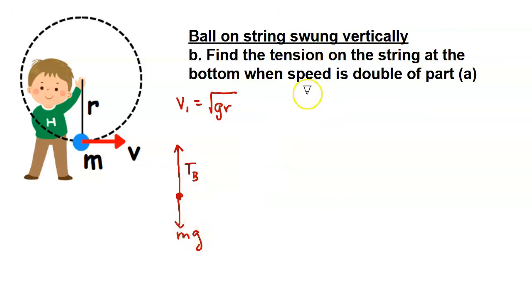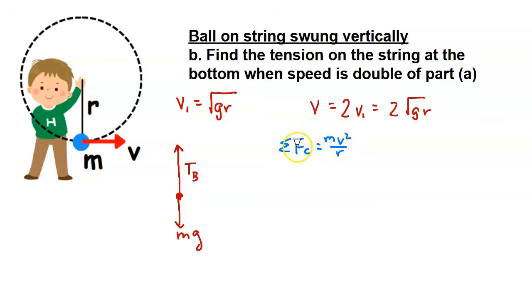And then we have mg here pointing down. Okay, so we know that the speed is going to be double. So the speed in this problem, this v right here, is going to be double v1, which is going to be 2 square root of gr. Once again, I'm going to set up my centripetal force equation. Net force centripetal equals mv squared over r.